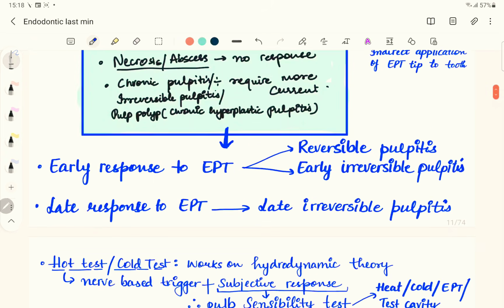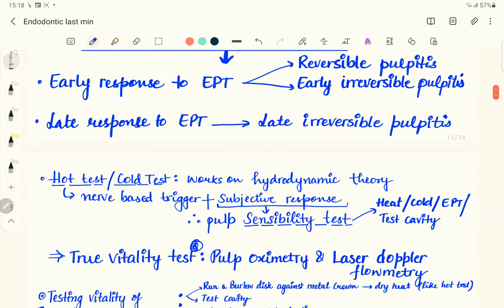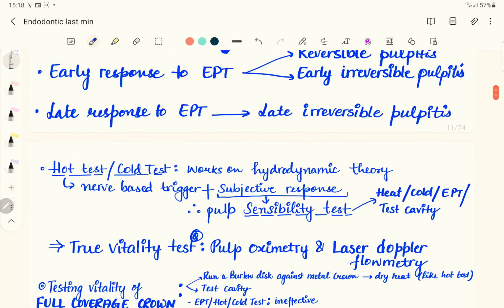So that is how the tooth responds. Now coming to the other pulp test, that is a hot test or a cold test. Both work on the hydrodynamic theory in the dentinal tubules. Now this test is based on the nerve fibers again as well as the subjective response.